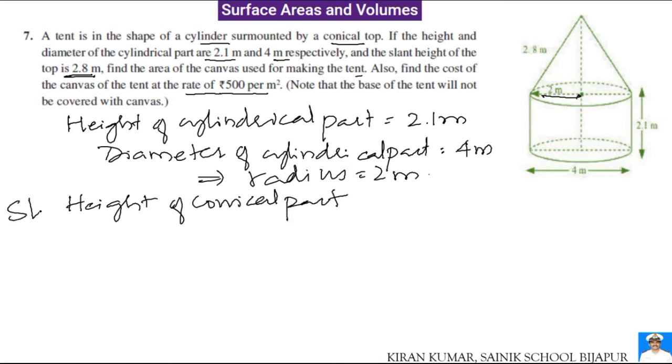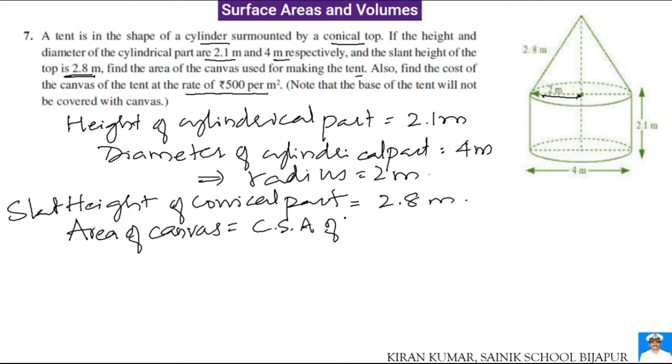Let me mention the slant height of the conical part. This will be equal to 2.8 meter. When we are finding the curved surface area of the conical part, we require only the slant height, not the height of the cone. So slant height is already given. The height of the cylindrical part is also given. So the area of canvas will be equal to the curved surface area of the conical part plus the curved surface area of the cylindrical part.